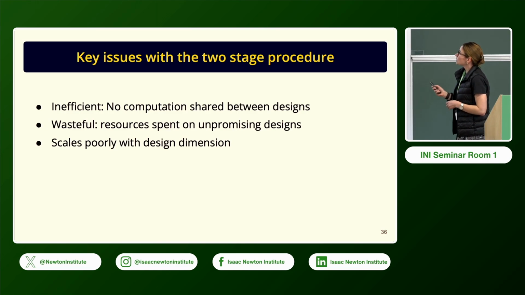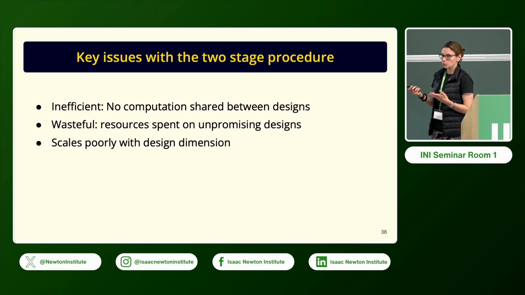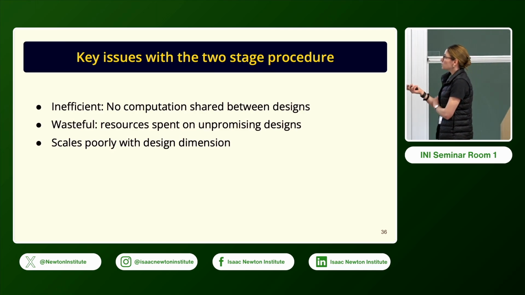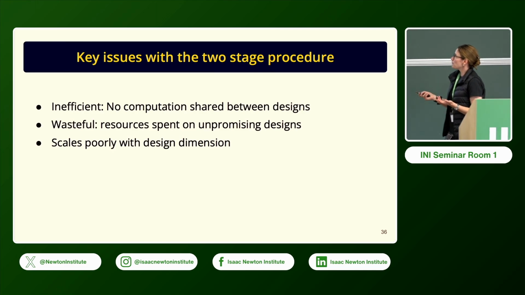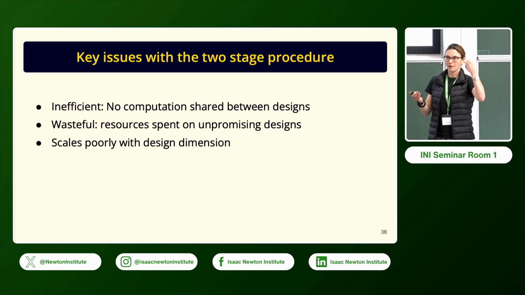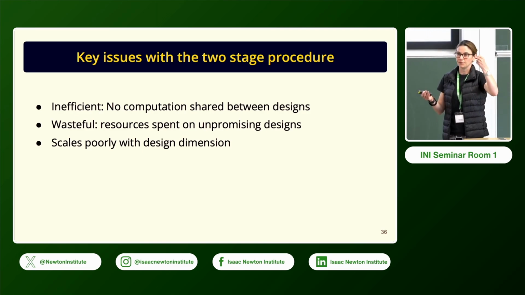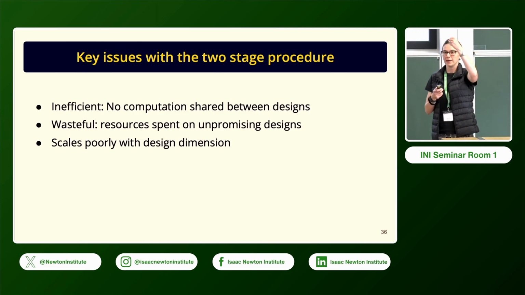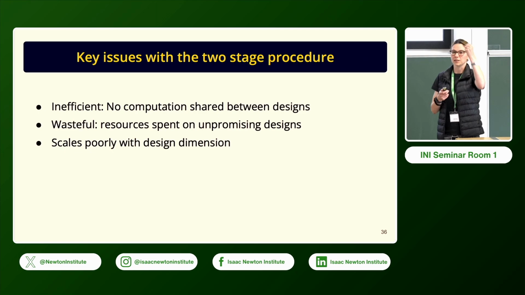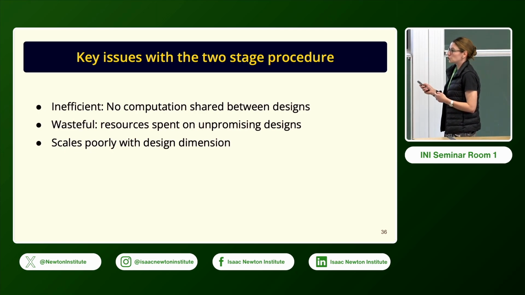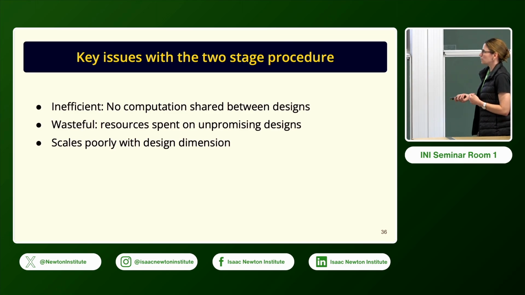And there are some key issues with this two-stage approach, estimation followed by optimization. First of all, it's very inefficient, right? There is no computation that is shared between designs, and you would expect that if you have estimated the EIG of one design and you're now estimating the EIG of that design plus epsilon, it should behave relatively nicely. So there is no sharing of this computation in this two-stage procedure.